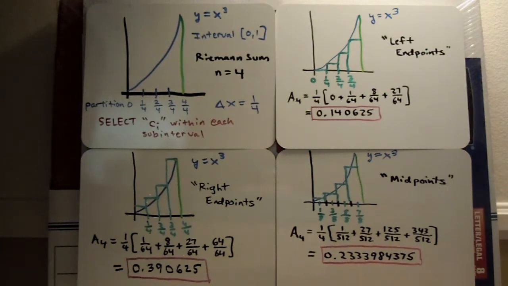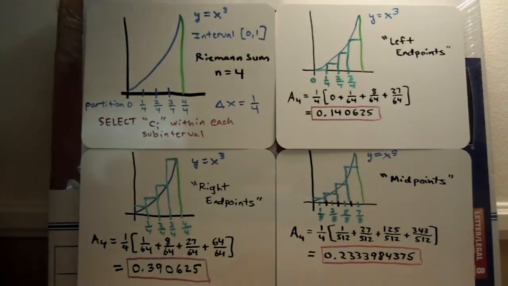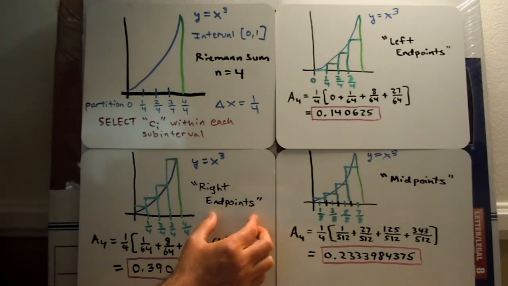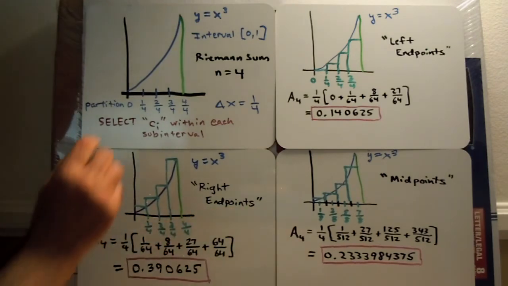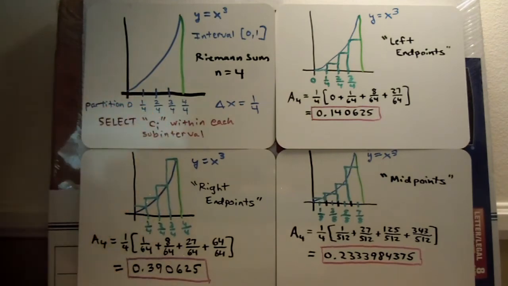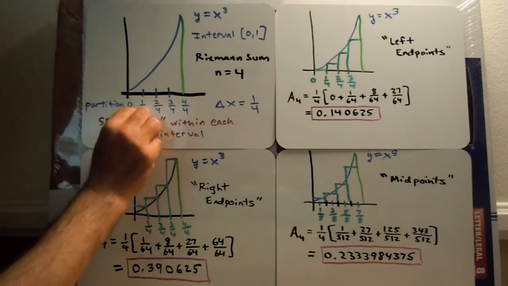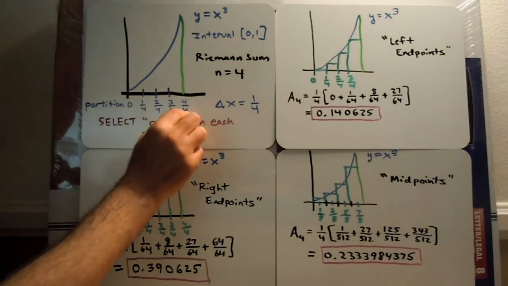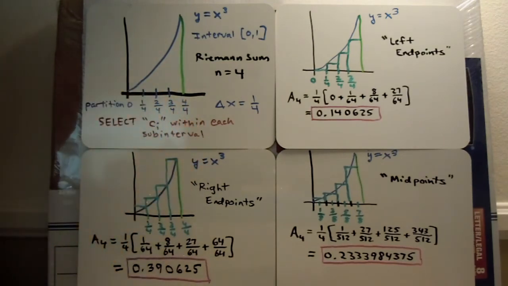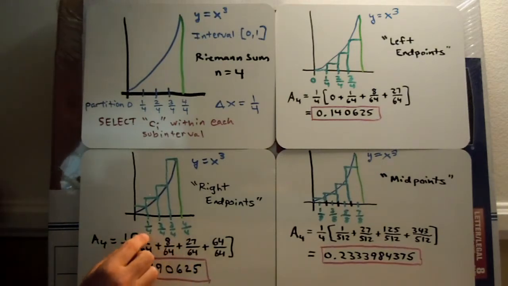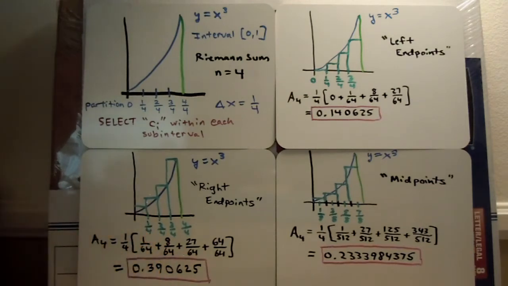So there are many, many ways that you can do this. So we're showing you 3 different ways here. One way is by the selection of right endpoints. That is, the c sub i in each interval is going to be the rightmost endpoint of the subinterval. So therefore, 1/4, 2/4, 3/4, and 4/4 will determine the height of each rectangle. So if we select the right endpoint to be the c sub i for each subinterval, we have right endpoints of 1/4, 2/4, 3/4, and 4/4.